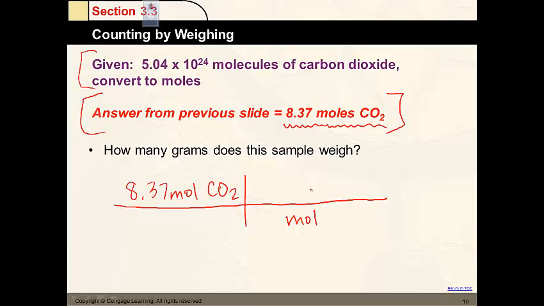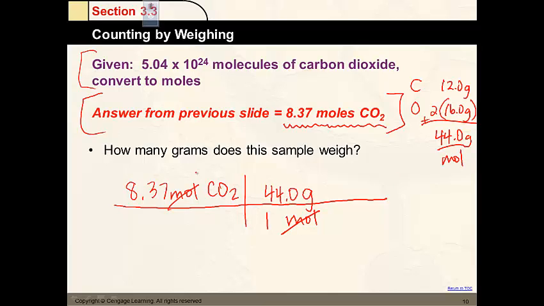we want moles in the bottom, we want to convert it to grams. So how many grams does 1 mole weigh? Well, carbon dioxide, I have 1 carbon, which is 12 grams, and oxygen is 16 grams, and there are 2 of them. So you'll add those up and you're going to get 44 grams per mole. So now it's 44 grams in 1 mole. Moles cancels out. You take 8.37 times 44. And we can have 3 sig figs in our answer, and so that's equal to 368 grams of CO2.